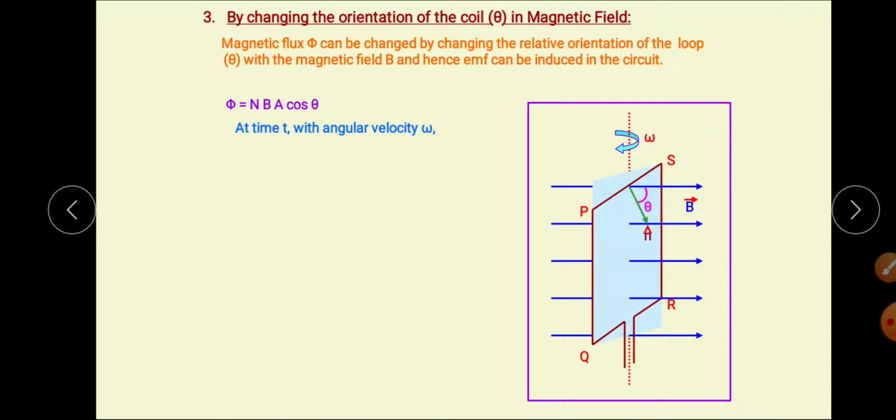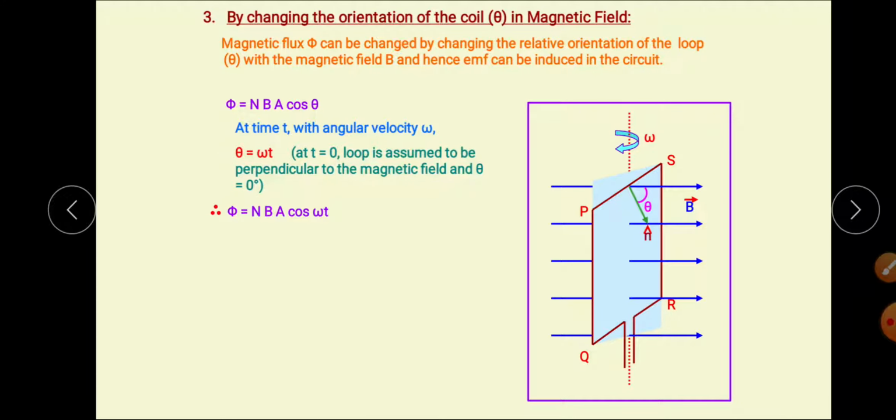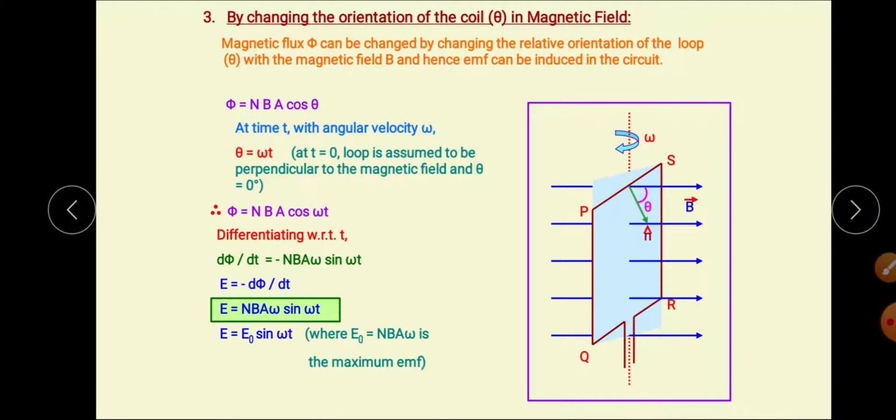Now suppose the coil is rotated with angular velocity omega. We know that omega is the angular rotation divided by the time taken, so omega is equal to theta divided by t, where t is the time taken to rotate the coil by an angle theta. Then theta equals angular velocity multiplied by time, so we can replace theta by omega t. Then the expression becomes phi equals NBA cos omega t.